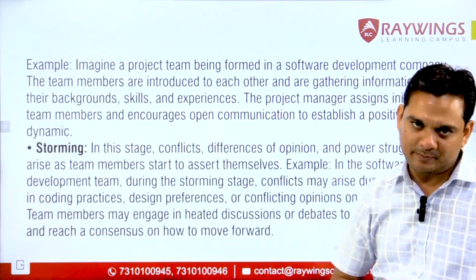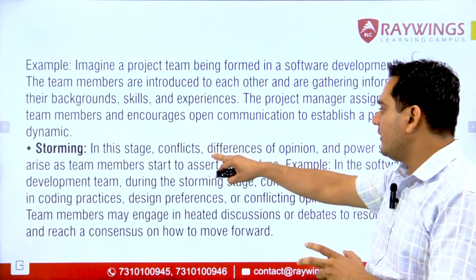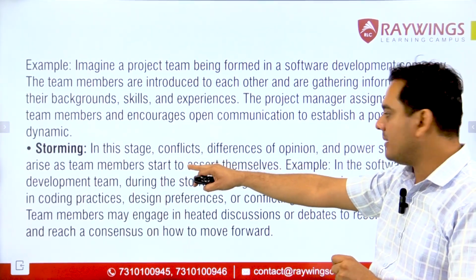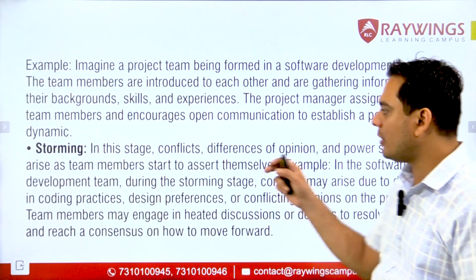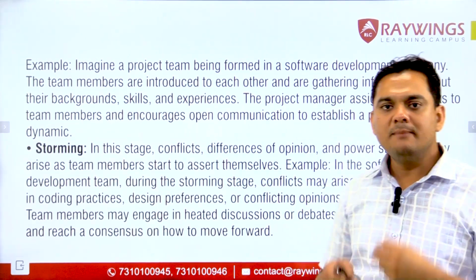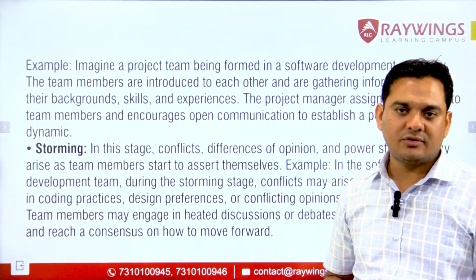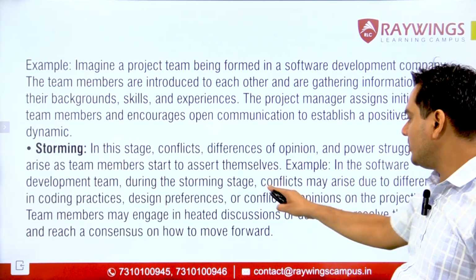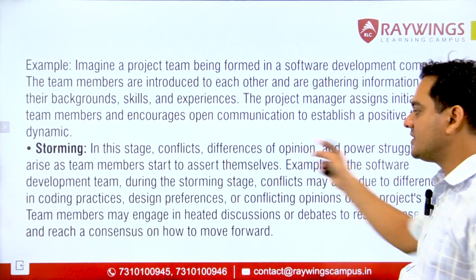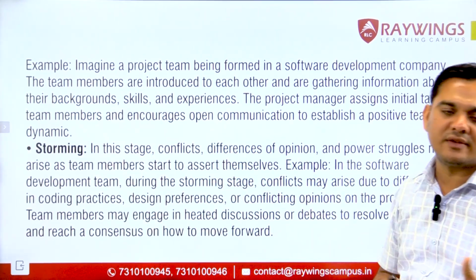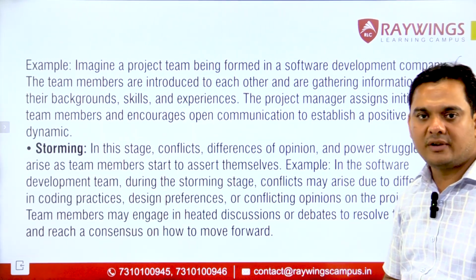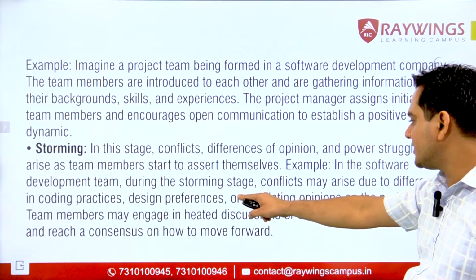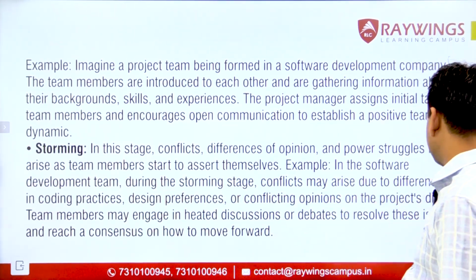Next comes storming. In this stage, conflicts, differences of opinion, and power struggles may arise as team members start to assert themselves. So in storming, people try to impose themselves on one another. They try to dominate others. Like in the same software development team, during the storming stage, conflict may arise due to differences in coding practices. Maybe people having different coding patterns or different techniques of coding may differ. Design preferences also may differ, or there may be conflict in opinions on the project direction.